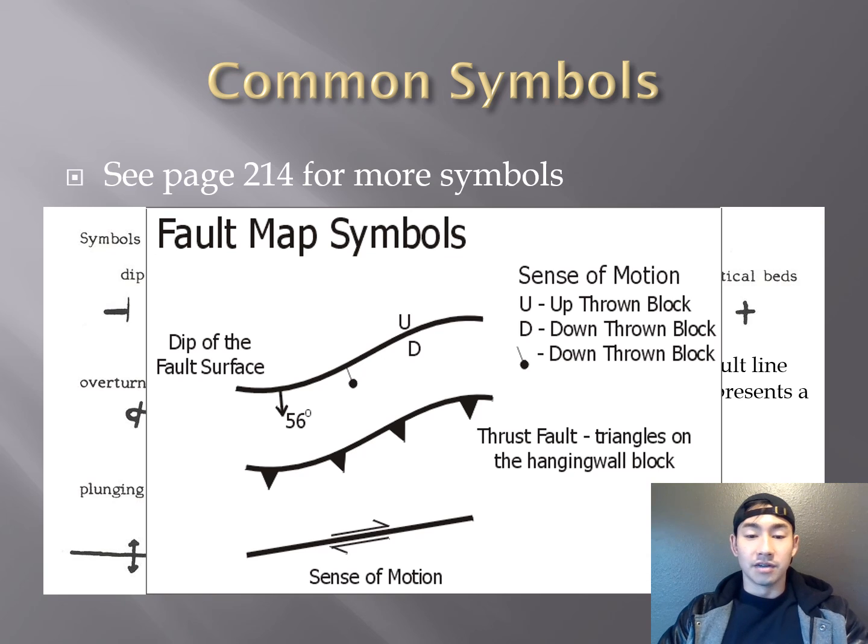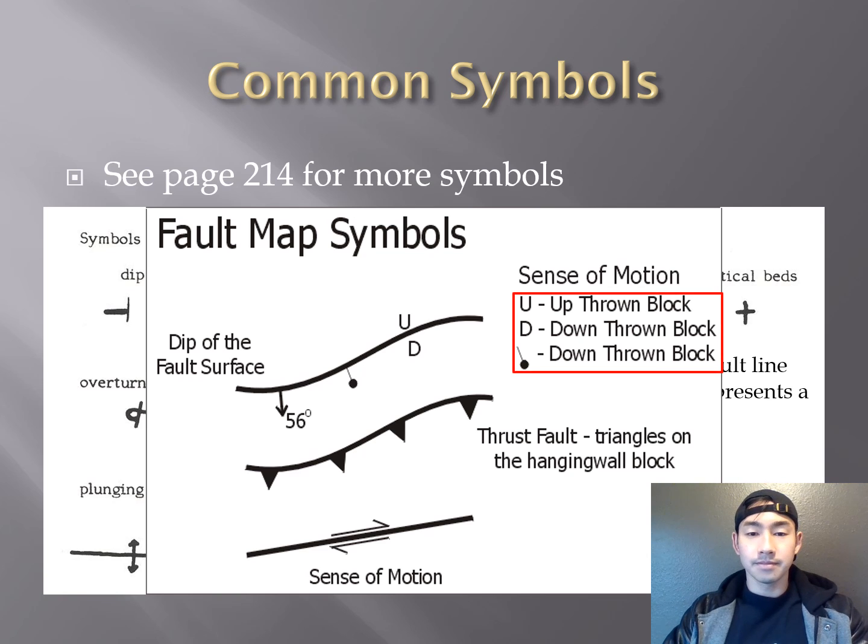All right, so recall that fault symbols may vary from mapmaker to mapmaker, but usually there's almost always a legend. So always refer to the legend when you're looking at a geologic map to make sure you're looking at the right information. All right, so in here we have the U and D that give the up or down motion of that block. And we have different symbols referring to what type of fault we're looking at here. So we have thrust faults, we have our sense of motion, which are given by the arrows, we have dip of the fault surface as well.